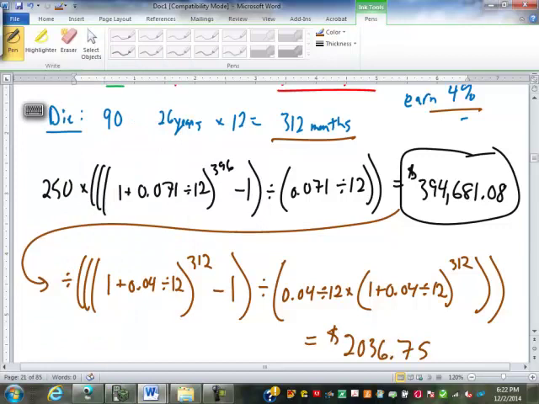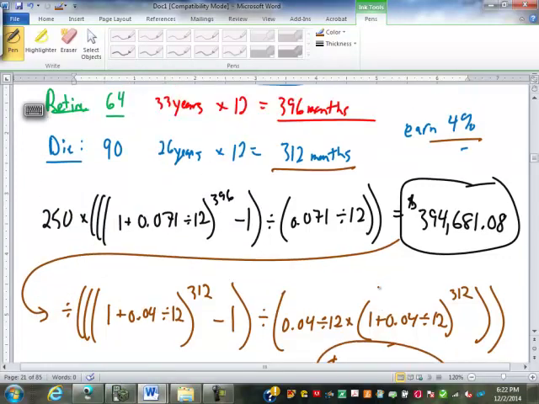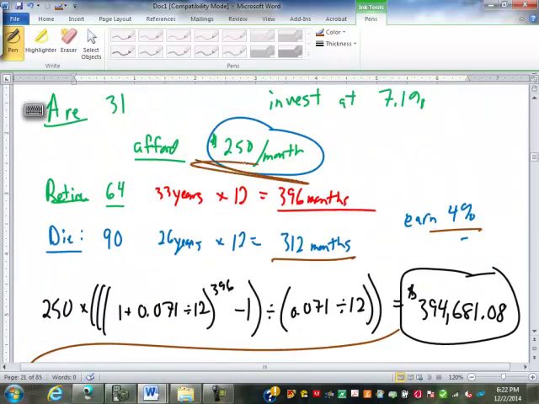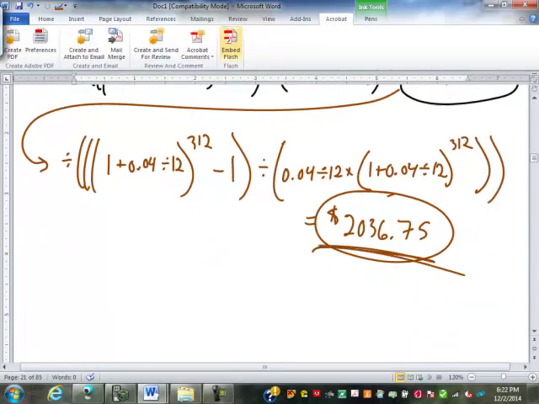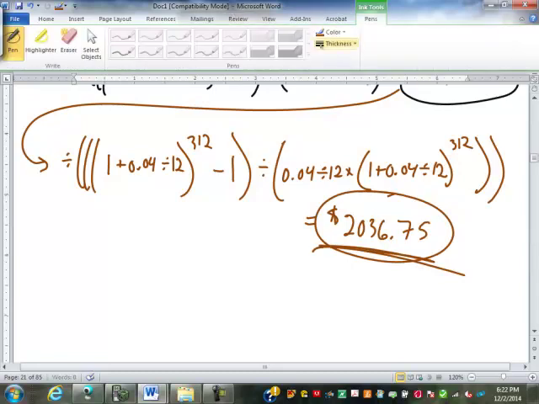So there you go, $250 a month right now will turn into just over $2,000 a month in your retirement. It's not bad. Any questions? How many of you feel like you could maybe do those formulas on your own? How many of you feel like you have no hope of doing those formulas on your own?